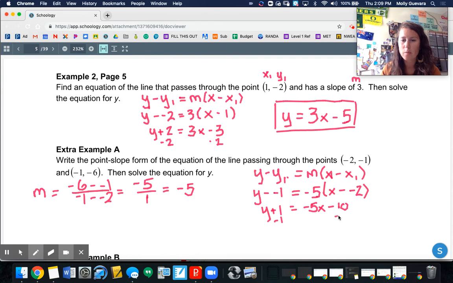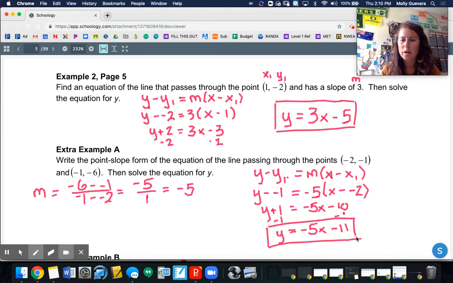And then the last step, I want to get that y by itself. So I'm going to subtract 1, subtract 1. I don't normally write the minus 1, things like that. So I'll do that for the first couple lessons, and then we'll stop doing that. And then negative 10 minus 1 is negative 11. So there's the equation of the line that goes through those 2 points.